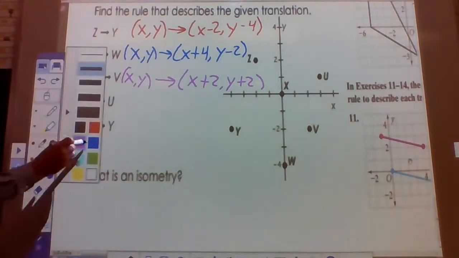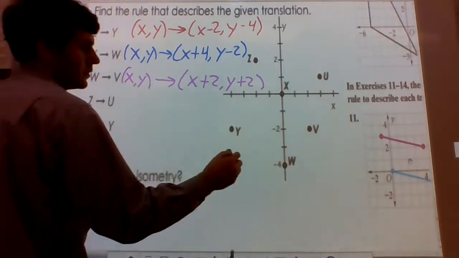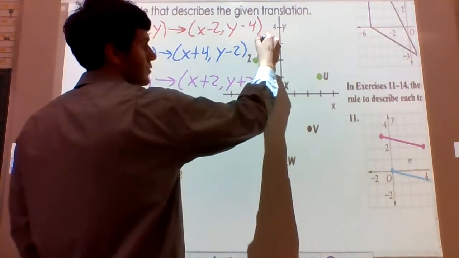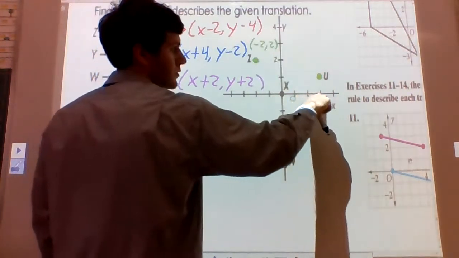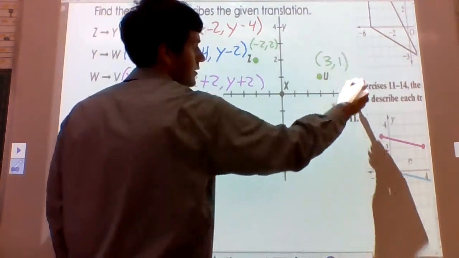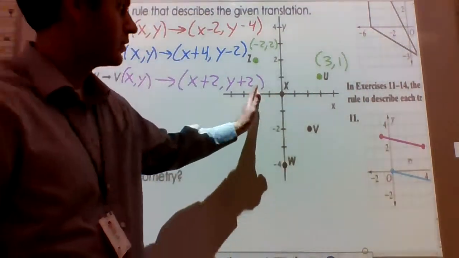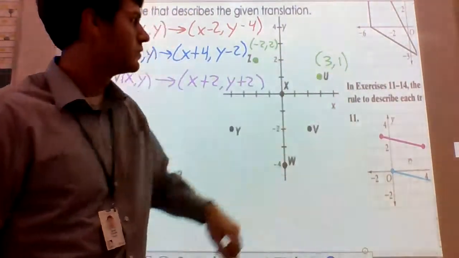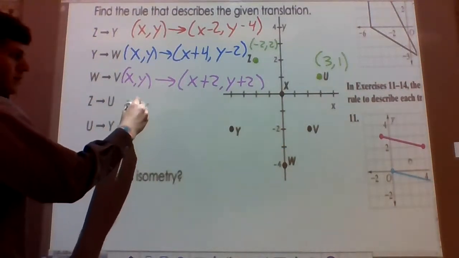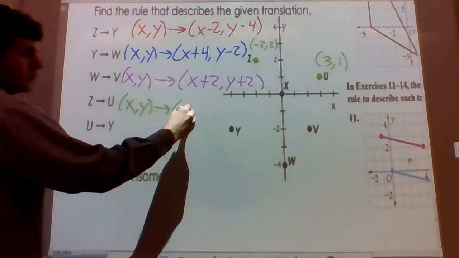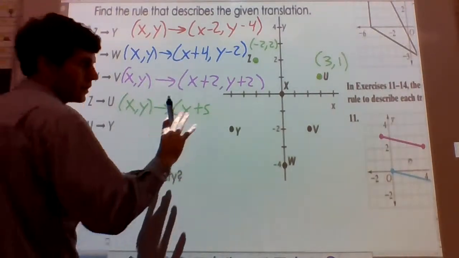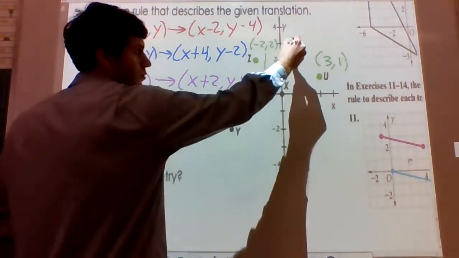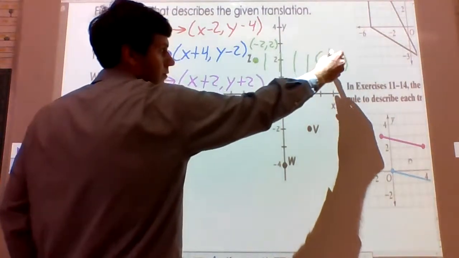Okay. Z to U. So again, Z is negative 2, 2. And U is 3, 1. How do we get from negative 2 to 3? We have to go to the right 5. 1, 2, 3, 4, 5. And we have to go down 1 from 2 to 1. So that's going to be x, y. X is getting mapped to x plus 5 because we're shifting it. To get from Z to U, we need to go 5 units to the right. 1, 2, 3, 4, 5.